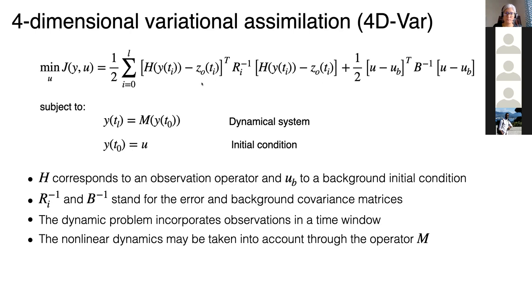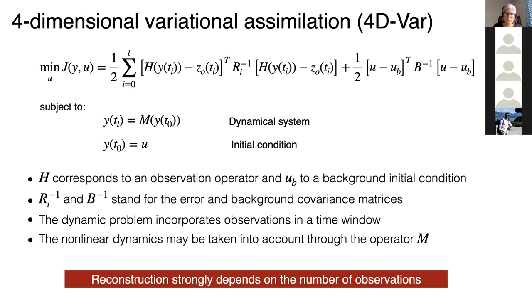And apart from that, typically what you have to consider are these two matrices, which are the error and background covariance matrices, which are the important thing to take into account in variational data assimilation. But in this setting, this four-dimensional or 4D-Var allows you to incorporate the whole dynamic of the problem as a specific constraint. You may linearize that, but in principle, you may consider a nonlinear problem. And that's a good thing to consider in that setting. And of course, the reconstruction strongly depends on the observations. And in principle, you have a number of observations that you can assimilate in this setting.